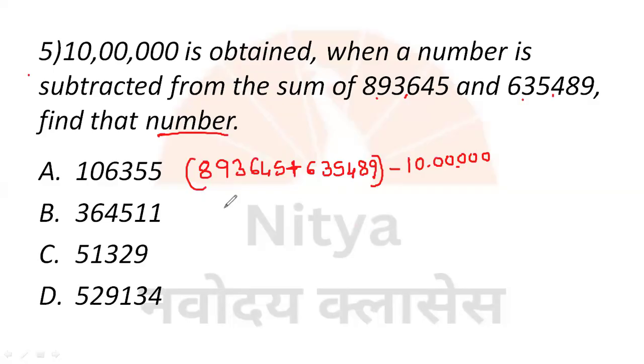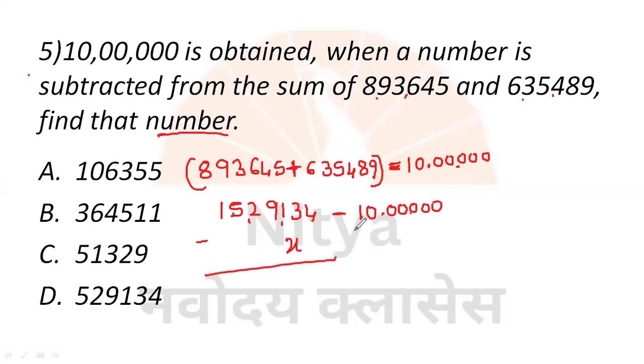So when we add 8,93,645 plus 6,35,489, we get 15,29,134. When we subtract some number from this, we get 10 lakh. It means we don't know that number. The sum of these numbers is this, and when we subtract the unknown number from it, we get this. So we have to find the x value.